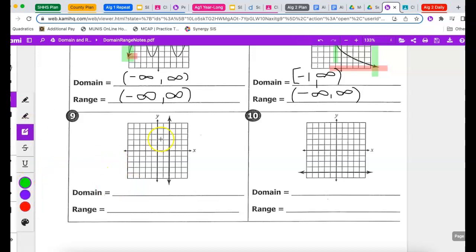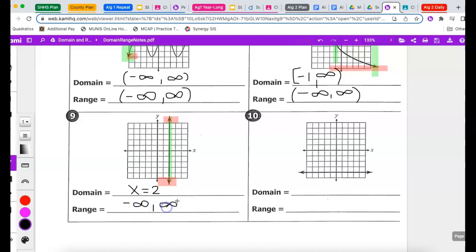All right, from left to right. Well, from left to right, we just have one single number, so the domain in this case is actually x equals 2. This one's a little bit different. And then we go from the bottom to the top. Well, the bottom is negative infinity. The top is positive infinity because of the 2 arrows. So the range is negative infinity to positive infinity.